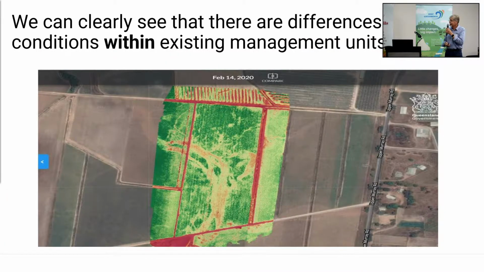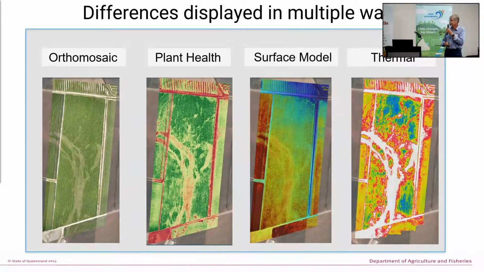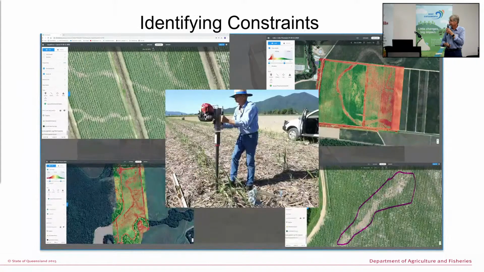Okay, so here's a block that we can see some significant variability on. Here's just showing you some different products: the ortho, the plant health, a surface model, and also thermal mapping to see the stressed part of the crop once water becomes a restrictor. Okay, so it's great. The drone is the tool to be able to find those zones, but we need to go in on the ground and work out what's going on.